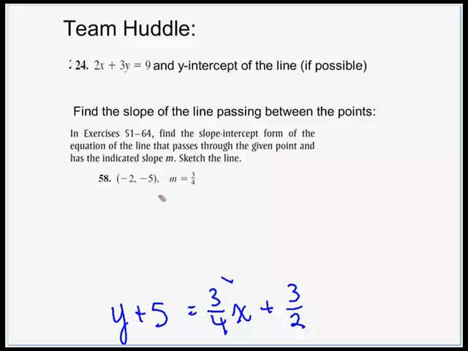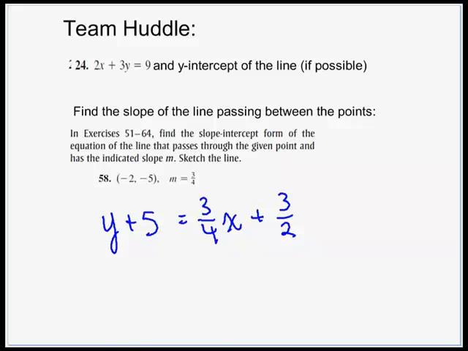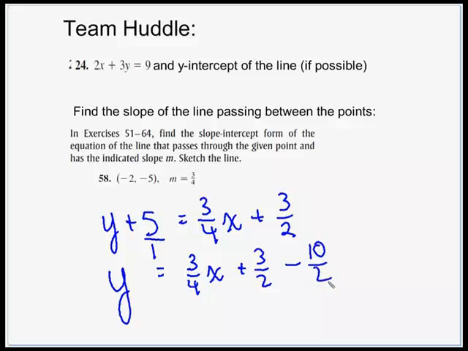Last little piece, we want to get y alone on the left, so we're going to have to subtract out a 5. So it's going to be y equals, we'll keep our 3/4 x plus 3/2, and now we're going to subtract 5 over 1, or rewriting that with the common denominator 2, multiply the numerator and denominator by 2, 10/2. So y equals 3/4 x. 3/2 minus 10/2 is minus 7/2. And there's our equation in slope-intercept form.